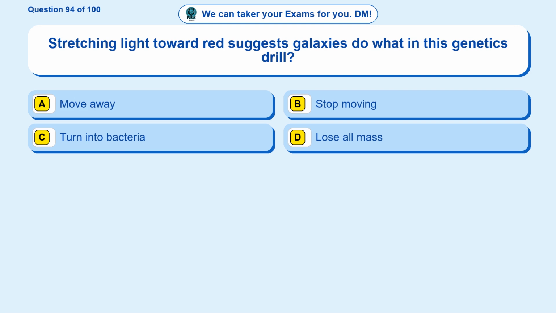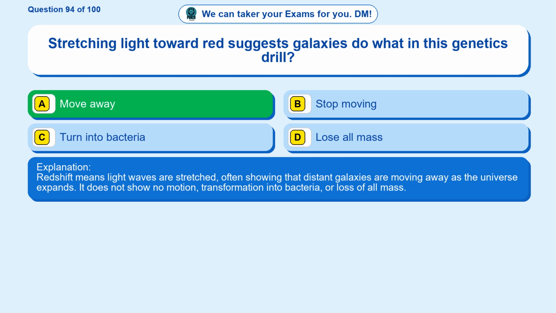Question 94. Stretching light toward red suggests galaxies do what in this genetics drill? Option A, move away. Option B, stop moving. Option C, turn into bacteria. Option D, lose all mass. The correct answer is option A. Move away. Redshift means light waves are stretched, often showing that distant galaxies are moving away as the universe expands. It does not show no motion, transformation into bacteria, or loss of all mass.